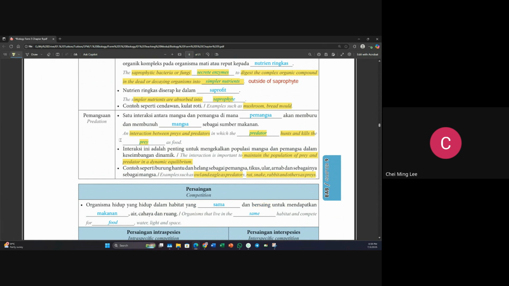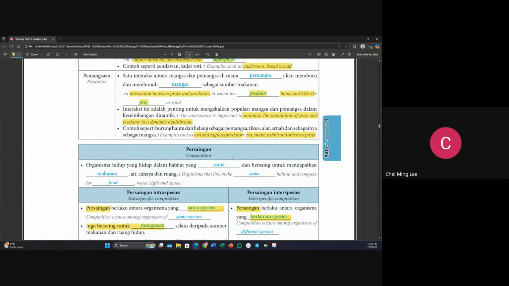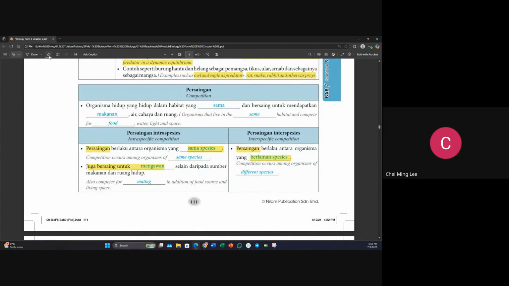So next, competition. Now for competition, normally it involves organisms that live in the same habitat and compete for living factors like food, water, light, and also space. And sometimes even for their pairs, meaning their wife or something like that.